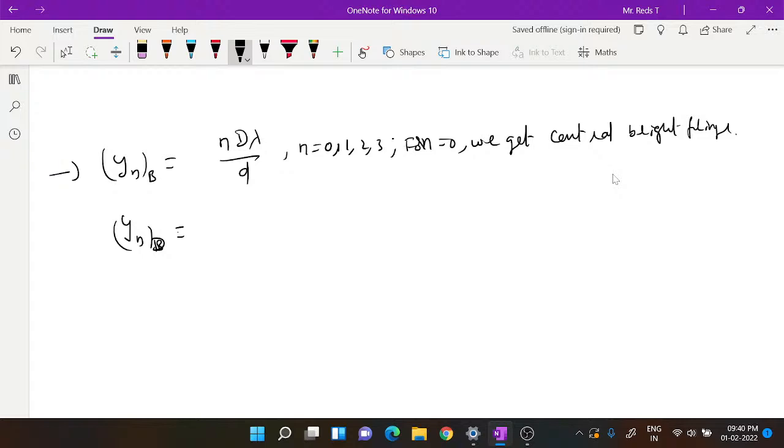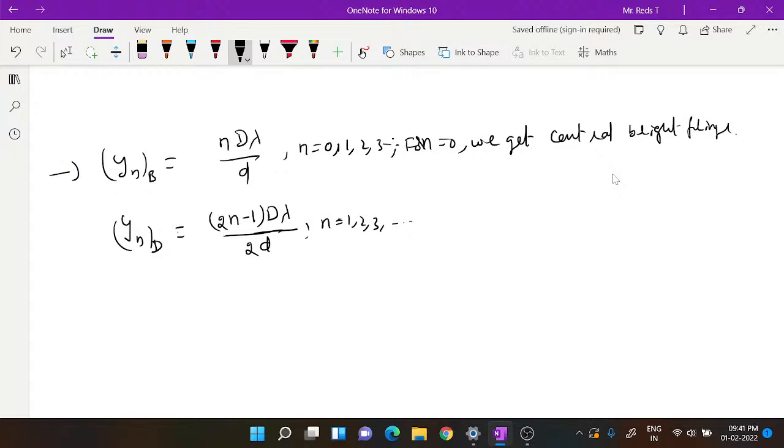Then similarly, the position of nth dark fringe is given by (2n minus 1) into D lambda by 2d, where the numerator D will always be capital. Because I have taken minus, I will start from n equal to 1. So n is equal to 1, 2, 3, and so on. We'll get the first dark fringe at D lambda by 2d, then 3D lambda by 2d, and so on.